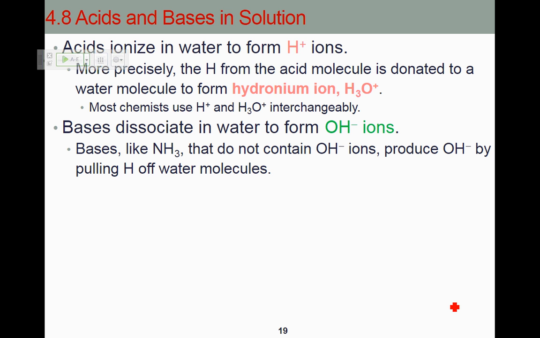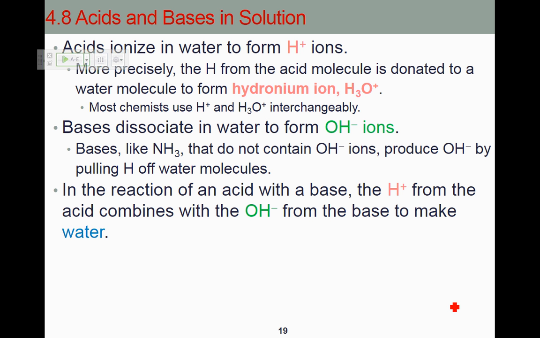Now, bases dissociate in water to form OH- ions. Bases like NH3 that do not contain OH- ions produce OH- ions by removing hydrogen from water molecules. So that's pretty much our H2O. If we remove one of the hydrogens, we'll form OH- ions. So there are bases that do that.